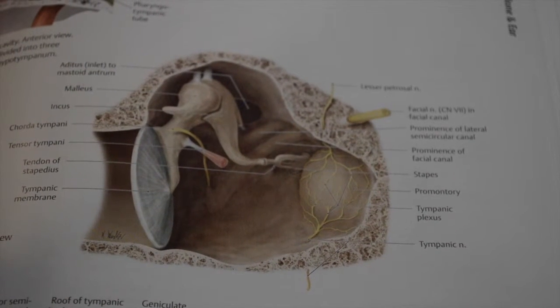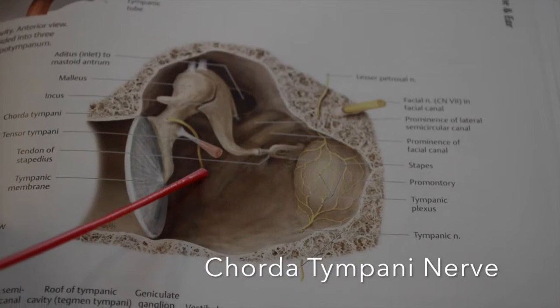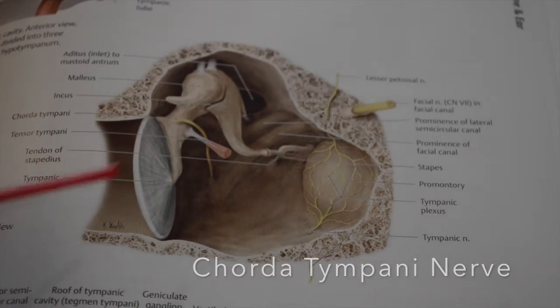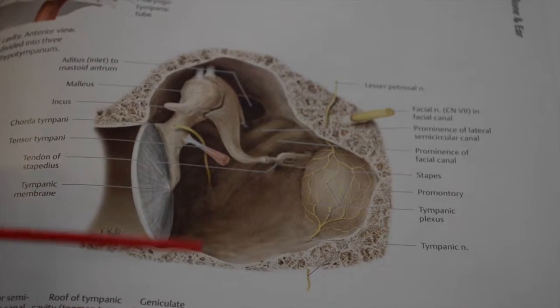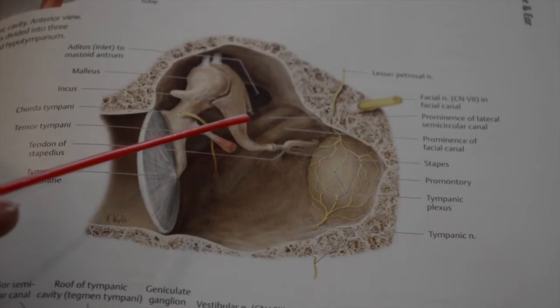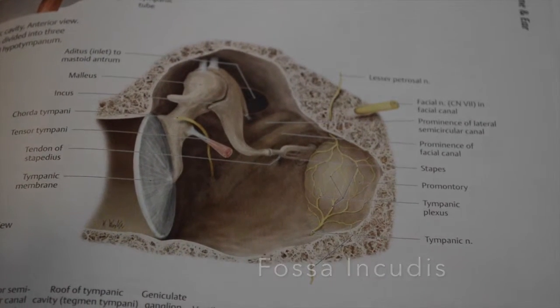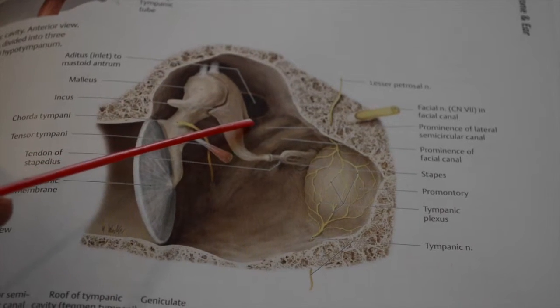of the stapes. Another landmark on the posterior wall is the chorda tympani nerve, which comes out here and then courses to connect with the anterior wall, which has been taken away for this photo. And lastly, the fossa incudis, which is hard to see, but it's where the short process of the incus makes a depression on the posterior wall.